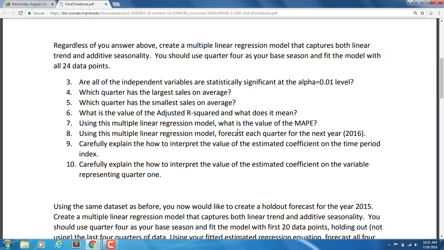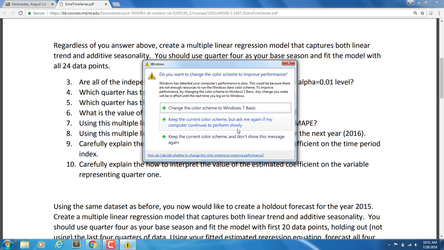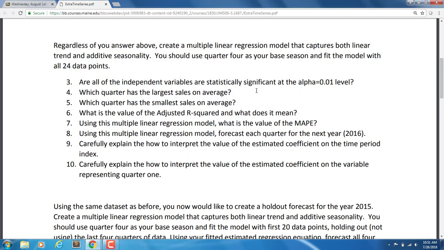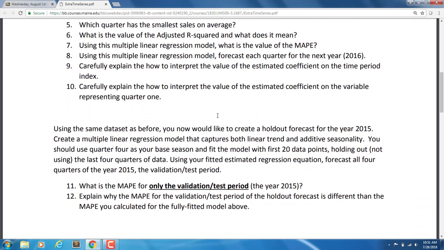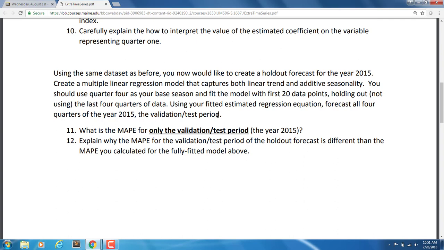Are all the independent variables statistically significant at 0.01, 1%? Which quarter has the largest sales? Which quarter has the smallest sales? What is the value of the adjusted R squared value? What does it mean? Etc. So all that. Then use the same data set as before, but now you're doing another holdout forecast.